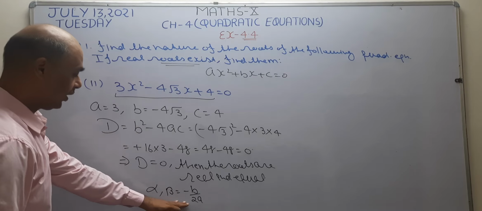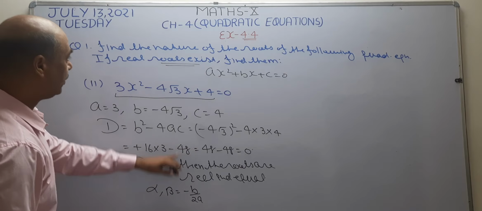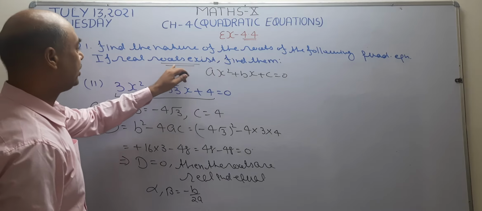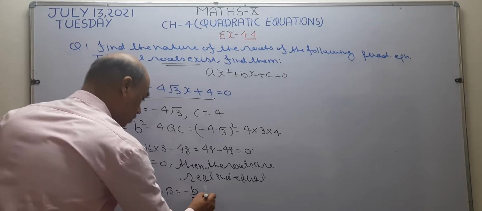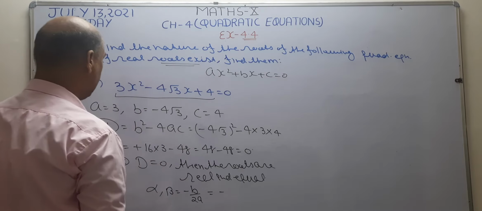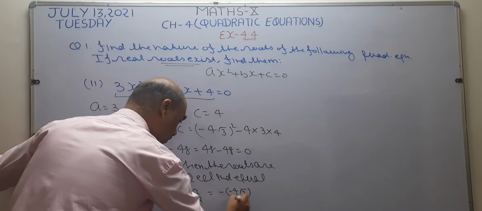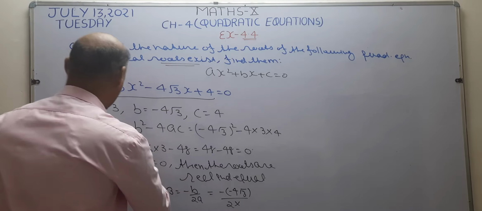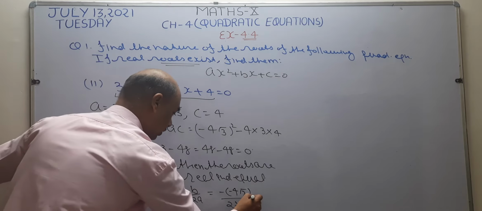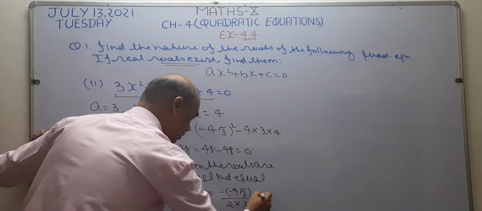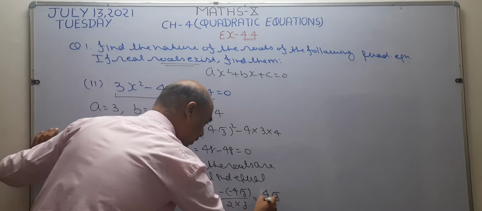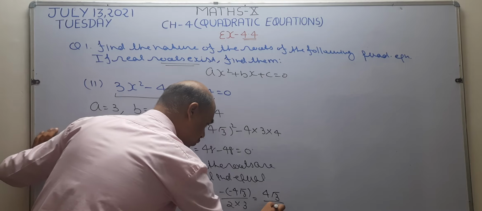Now I want to find the alpha and beta. Because it is given, when the roots are real, then you have to find the roots. So minus, what is the value of b? Value of b is minus 4 root 3 upon 2a. Value of a is 3. I write here 3. So minus minus plus. This becomes 4 root 3 upon 2 into 3.